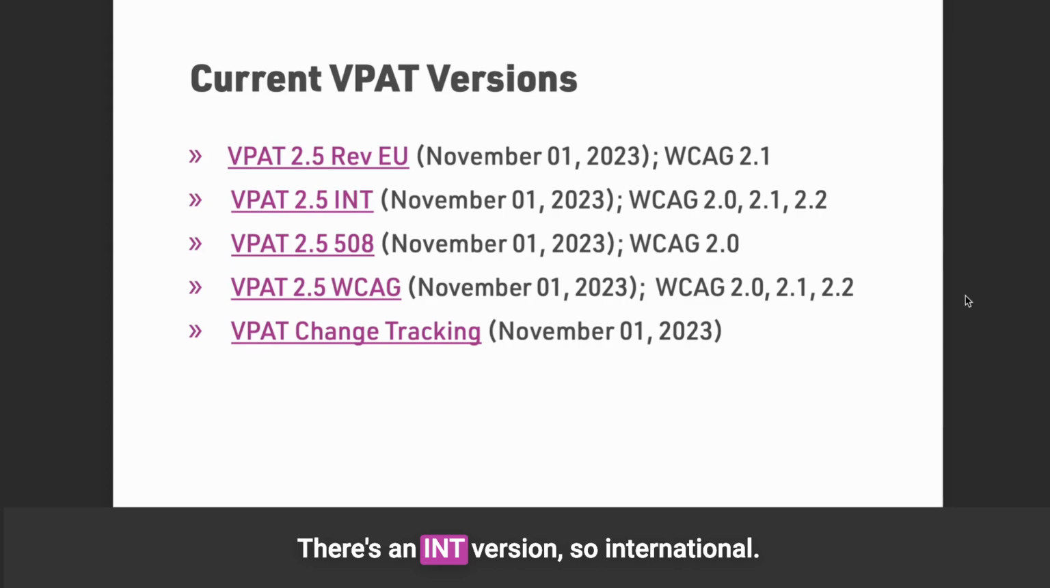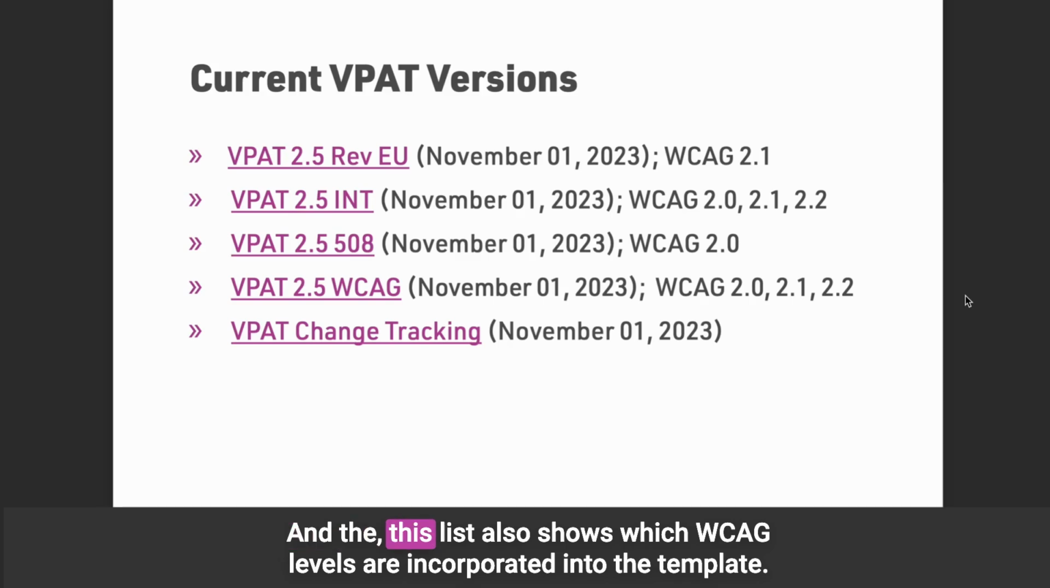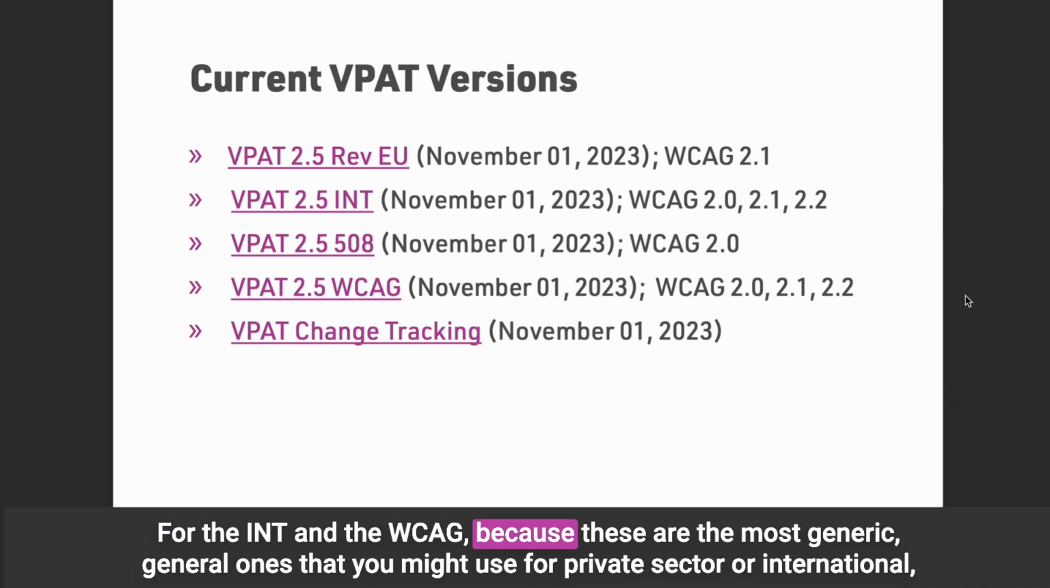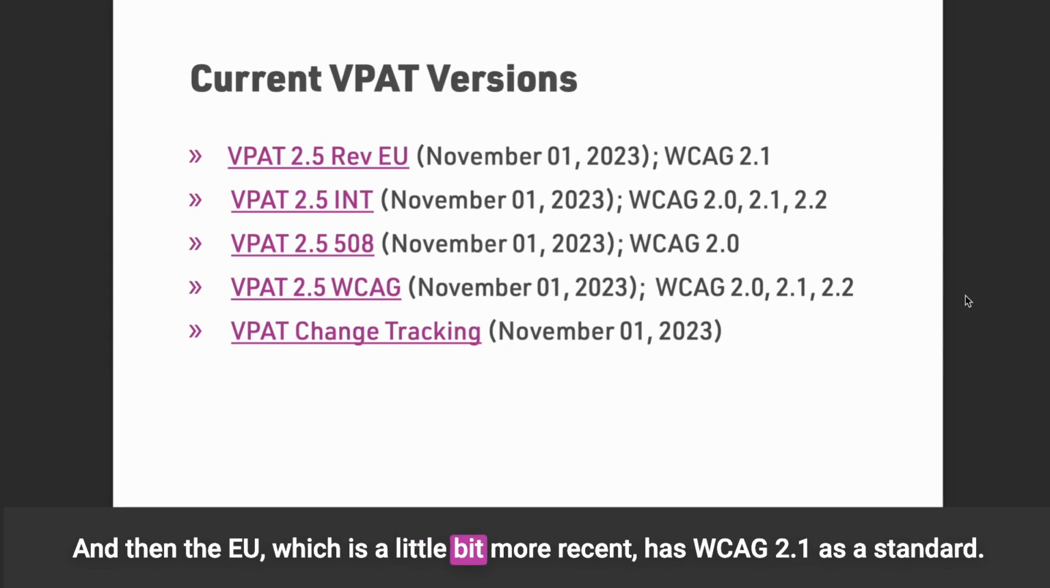There's an INT version, so international. There's 508 for Section 508 specific projects, and then a WCAG kind of generic template as well. And this list also shows which WCAG levels are incorporated into the template. For the INT and the WCAG, because these are the most general ones that you might use for private sector or international, they encompass all of the WCAG levels up to 2.2. 508 again is still stuck at WCAG 2.0 until they update that standard. And then the EU, which is a little bit more recent, has WCAG 2.1 as the standard.